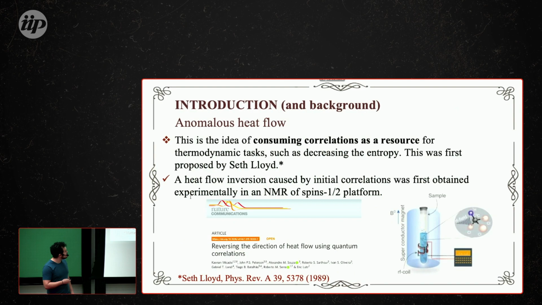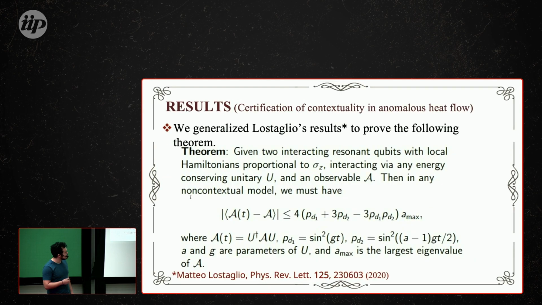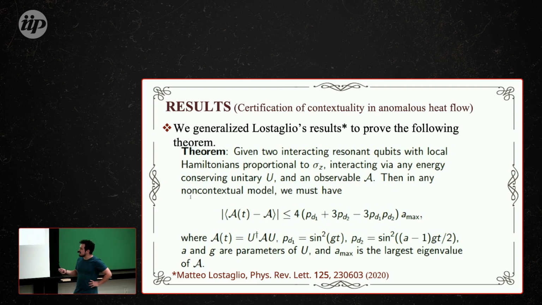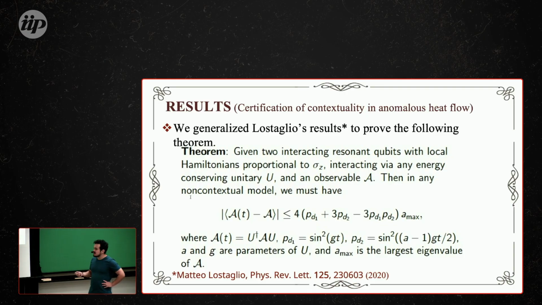And what we did in our paper, to finally get into the results, is that we prove a theorem where we can have an inequality of non-contextuality for the variation of some observable, and this variation is bounded by a quantity. The important thing of this quantity is that it is proportional to the square of the time. So we generalize the theorem that Lostaglio did, that was in this kind of form, but this was a difficult theorem to apply to a larger set of physical systems.